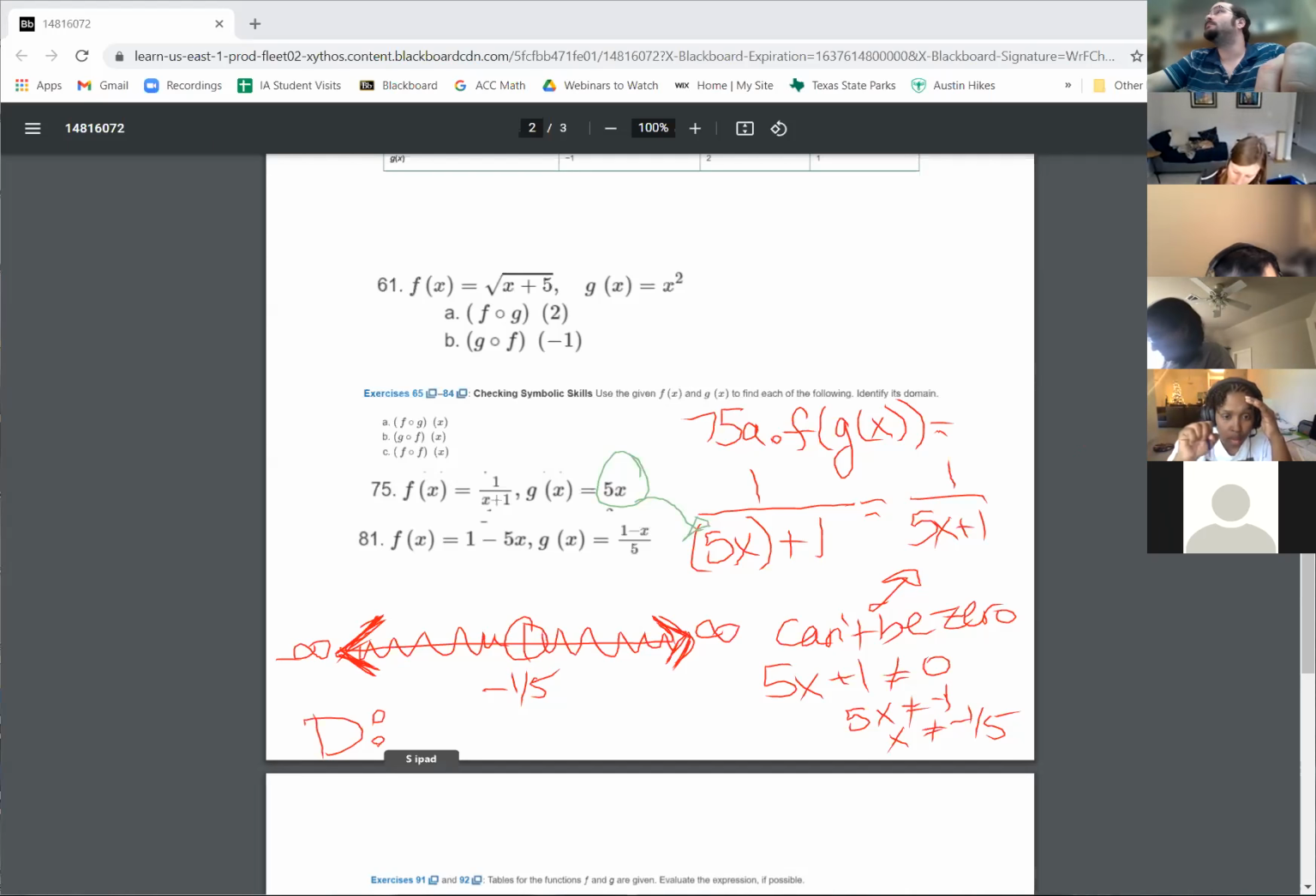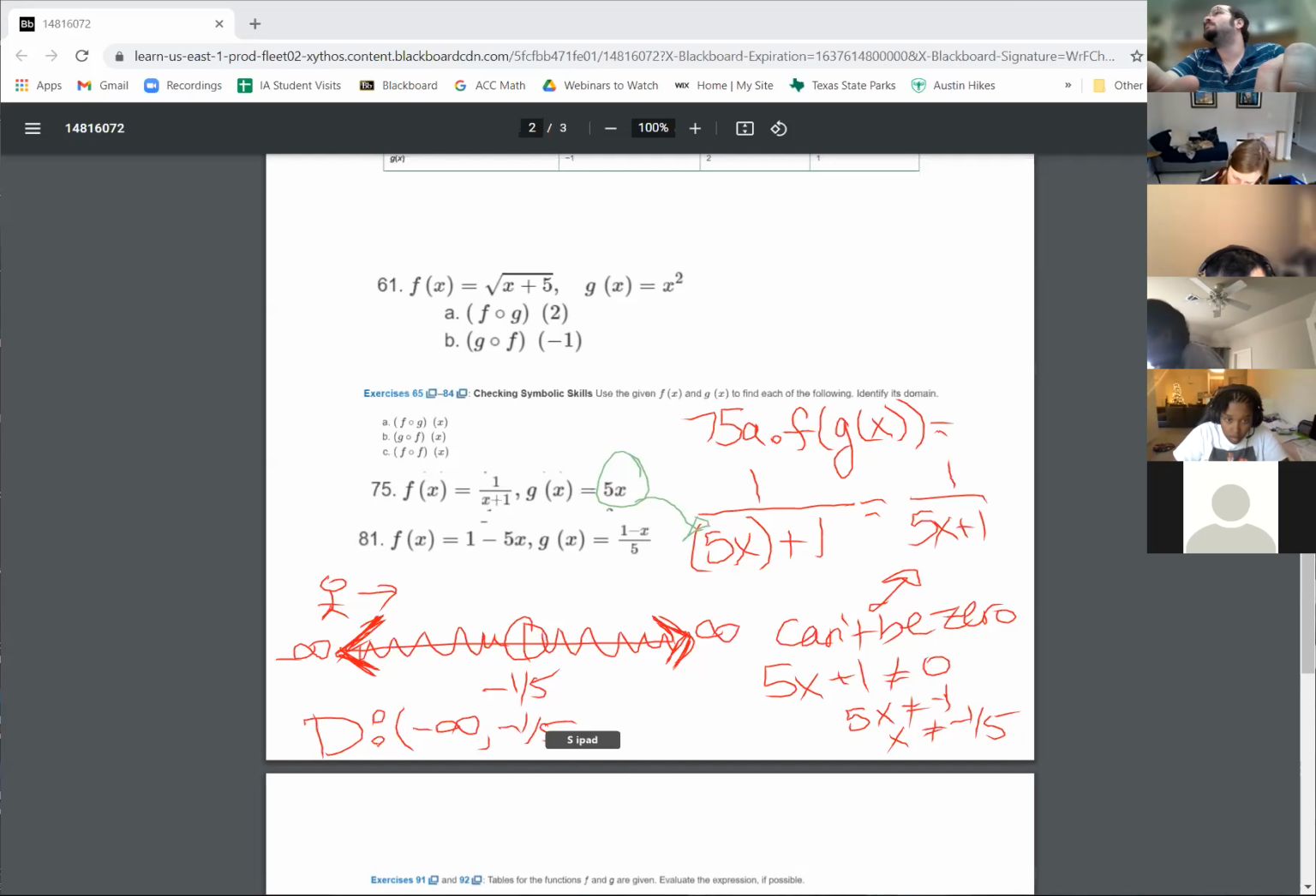Okay, what'd you get? Start on this side with your person. Go that way. Is it parentheses, negative infinity, comma, -1 over 5, parentheses, union, and then -1 over 5, comma, infinity? Yep. Cool. Because we had a stop sign, so we had to stop there.